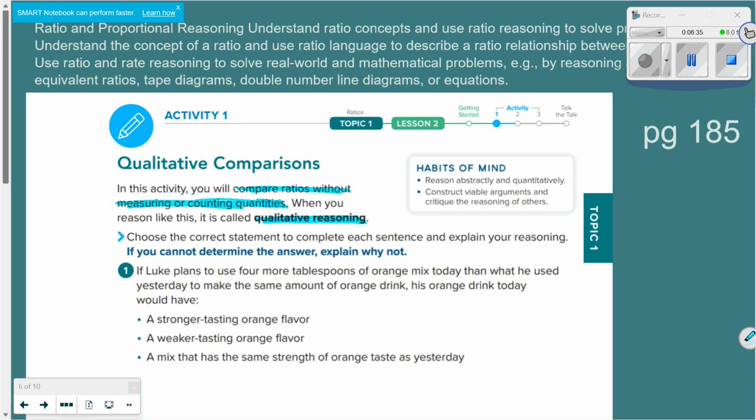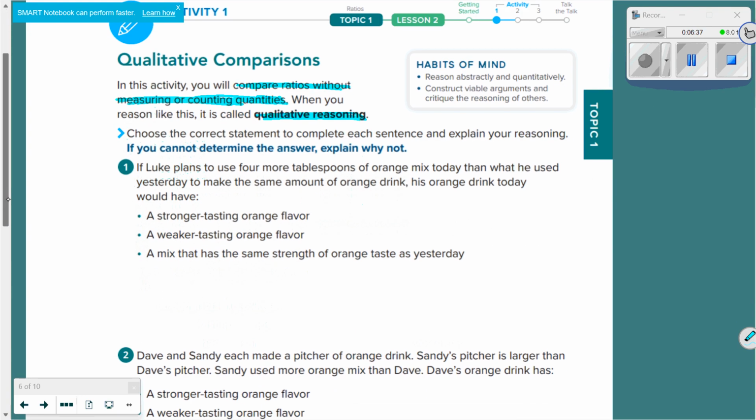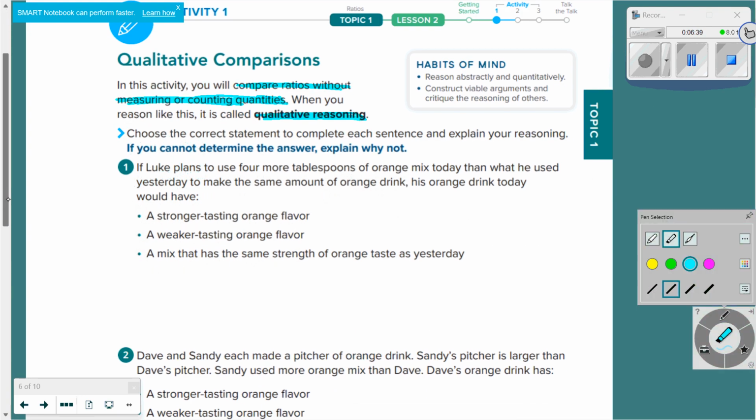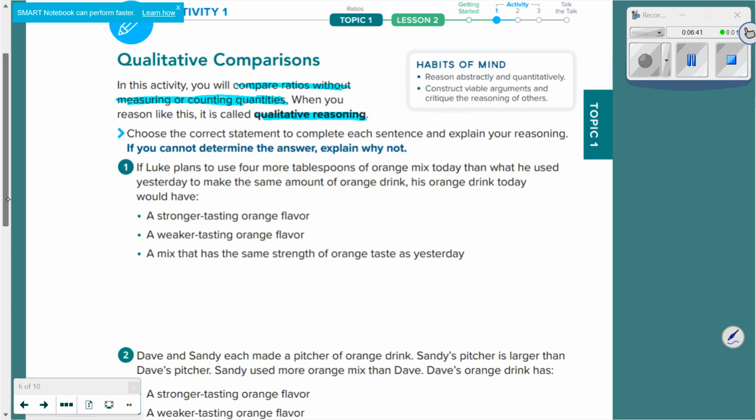So in this one, the instructions are going to be a little bit different with this exercise. You're now going to have two options. You're going to choose the correct statement to complete each sentence and explain your reasoning. If you cannot determine the answer, explain why not. Okay? So this is more than just circling a problem. We need you to explain why you circled what you did.